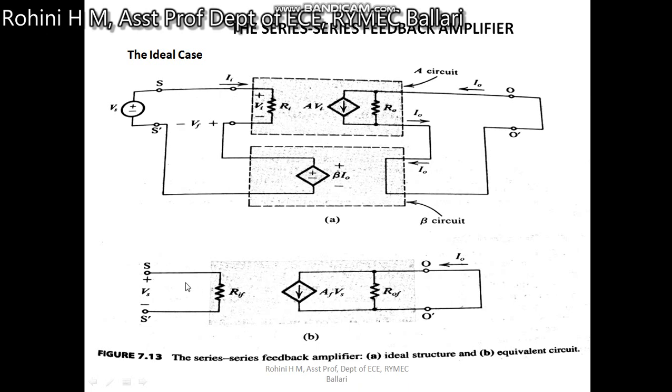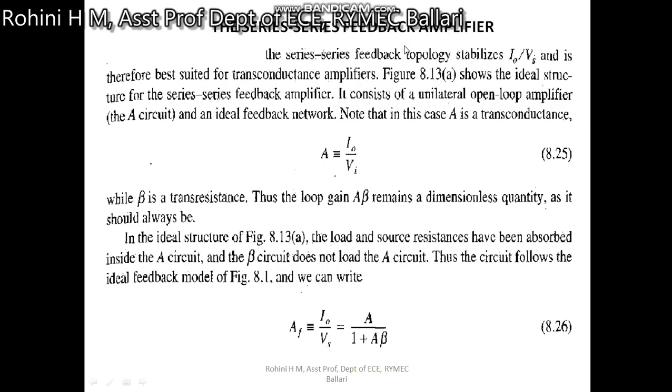This is the small signal equivalent circuit, Vs, and this is the input resistance Rif. This is the output resistance Rof. Here we are representing a dependent current source as Vs into Ef. So this is the equivalent circuit of this series feedback amplifier network.